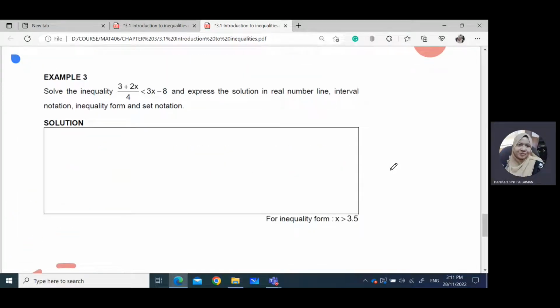Okay, so next we go to the next example, example 3. In this example, we need to solve the inequality 3 plus 2x over 4 less than 3x minus 8, and express the solution in real number line, interval notation, inequality form, and set notation. Okay, so now we solve for this one. So we have this inequality, which is 3 plus 2x over 4, which is less than 3x minus 8.